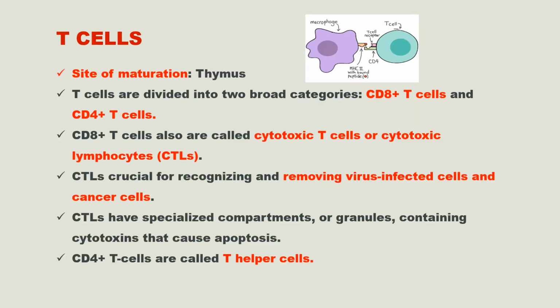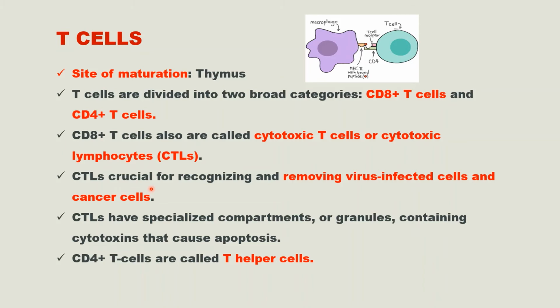The site of maturation of T cells is the thymus. The site of maturation of B cells is the bone marrow. The site of maturation of T cells is the thymus. Okay. T cells are divided into two broad categories, CD8 T cells and CD4 T cells. CD8 T cells are called cytotoxic T cells and CD4 T cells are called helper T cells. And CD8 plus T cells are also called cytotoxic T cells or cytotoxic T lymphocytes, CTLs.